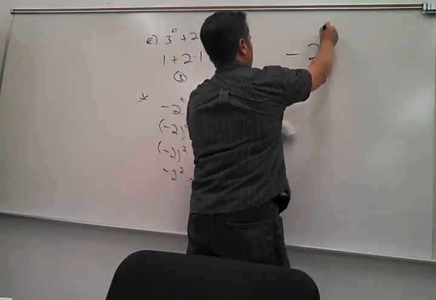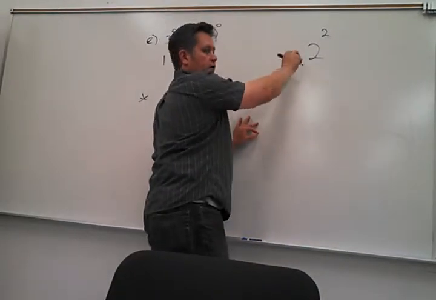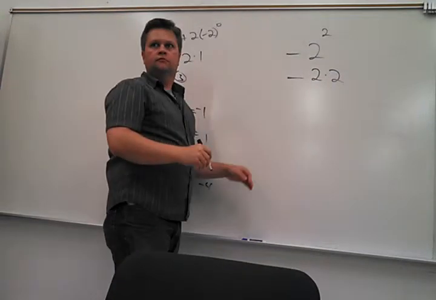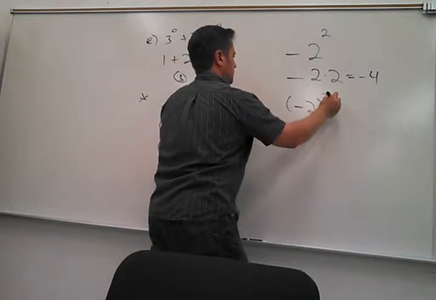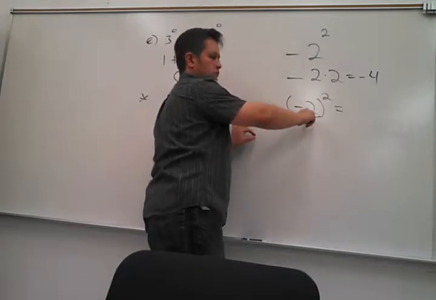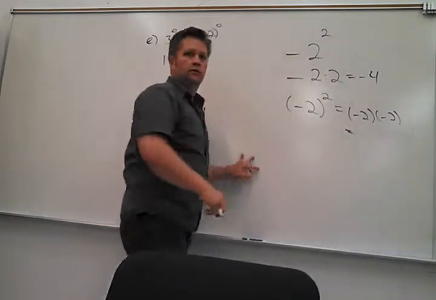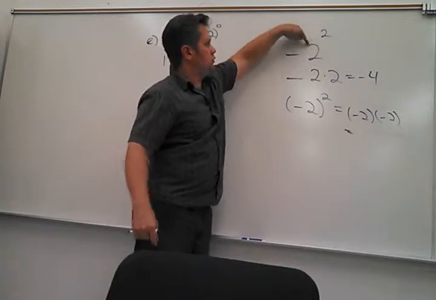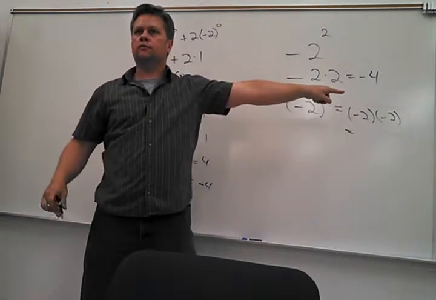So if I look at this, how many negative symbols are there? 1. And then 2 squared is 2 times 2, so that's negative 4. But if I write this, how many negative 2's are there? 2. So now how many negatives are there? 2, they cancel. Right. So here I've got 2 2's with a negative sitting out front. Here I have 2 negative 2's, so the negatives cancel.